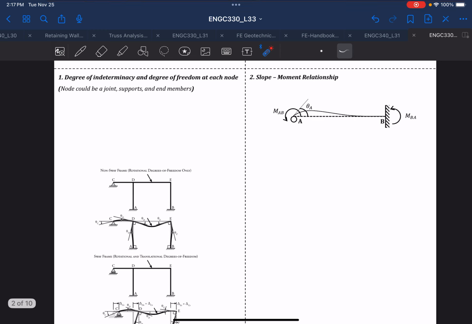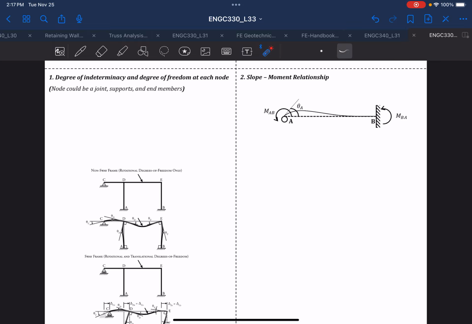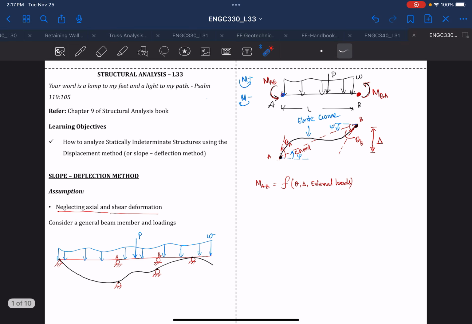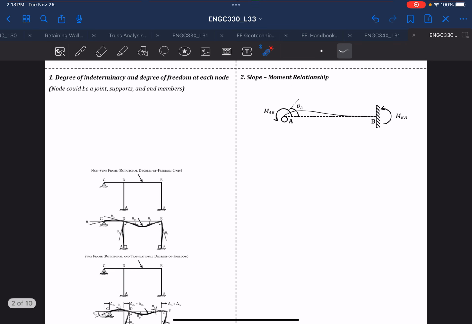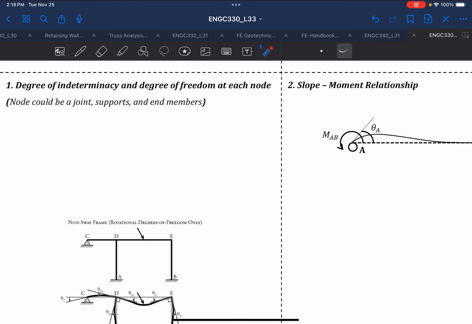And how do we do that? Before we go into the slope deflection method, we also need to know about the degree of freedom. As you can see, this delta and theta are the degrees of freedom. That means for each joint, can they move up or can they rotate? And again, make sure that we always follow this assumption: no axial and shear deformation. So what does it mean by degree of freedom?